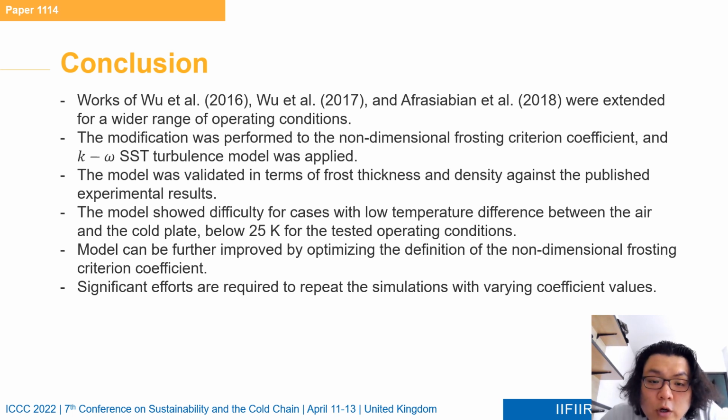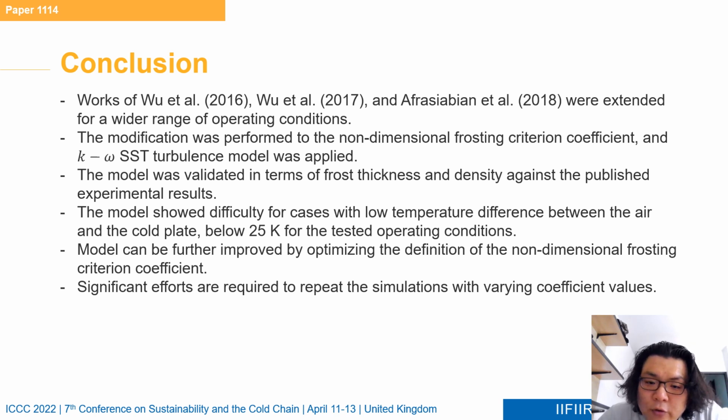In conclusion, the works of Wu et al. and Afrezibin et al. were extended for a wider range of operating conditions, and a modification was made to the non-dimensional frosting criterion coefficient to extend the range of applicability of the current model. Depending on the air velocity, the k-omega turbulence model was applied. The model was validated in terms of both frost thickness and density against published experimental results and showed appropriate differences, showing that the model provides accurate enough results.